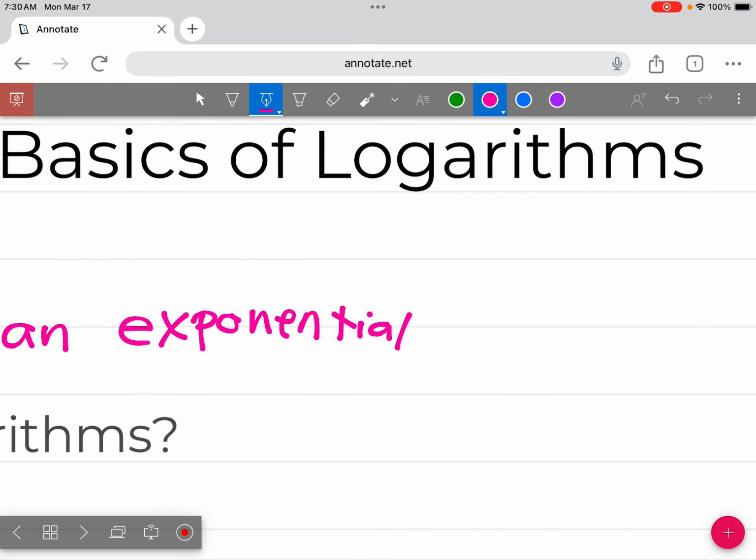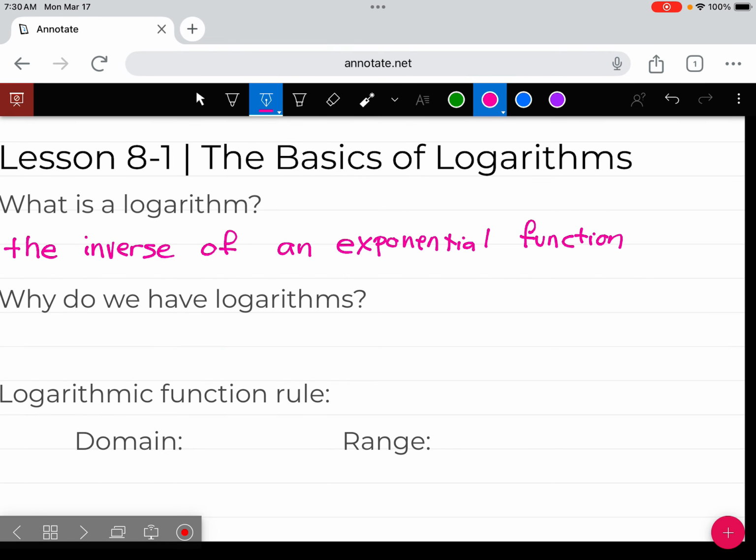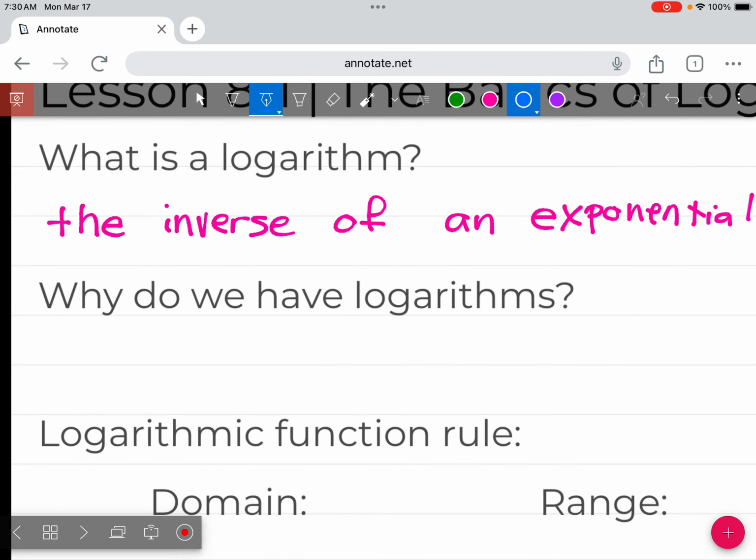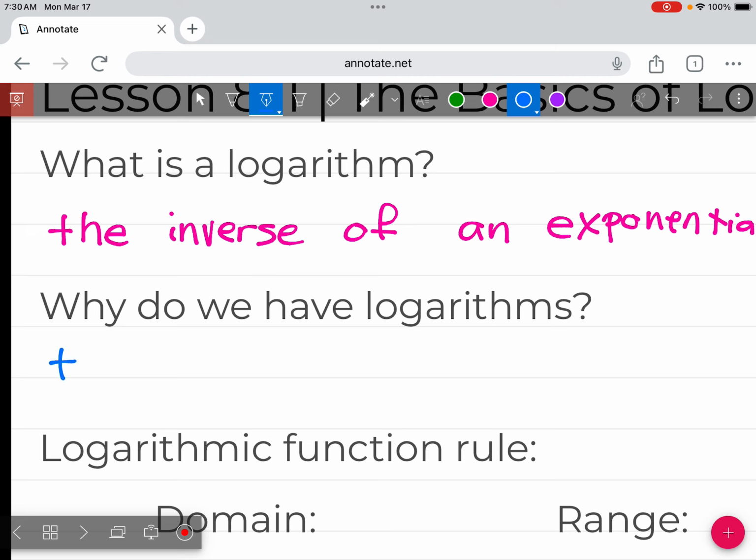So this is the inverse of an exponential function. It undoes exponentials. I'm going to fix that L so it's actually standing up properly. And for why we have logarithms, we saw that in the bell work. It's so that we can get variables out of the exponents. We didn't have any way to get this y out of here. So the reason we have logarithms is to get variables out of exponents.